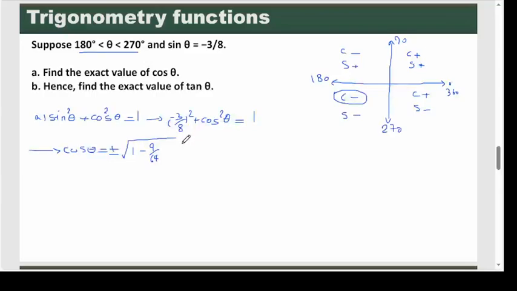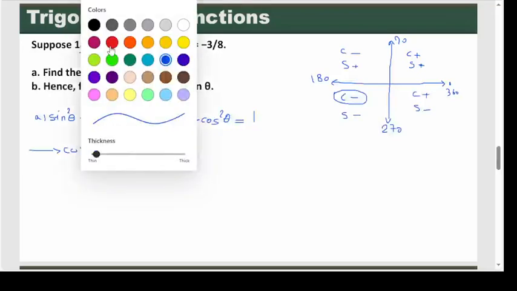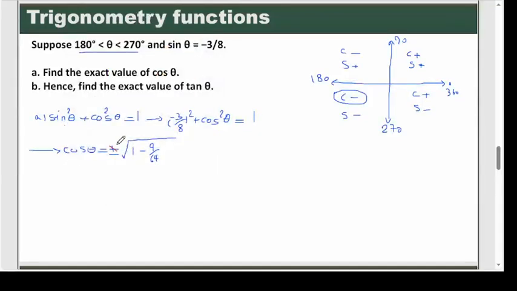So I will have the answer here. I don't accept the positive sign because theta is between 180 and 270. So the answer here I will accept is negative square root of 55 over 64. Now I will go for part B. Part B says, hence find the exact value of tangent of theta.